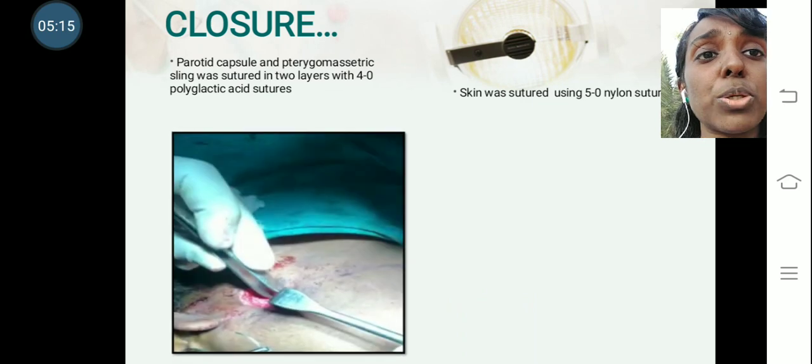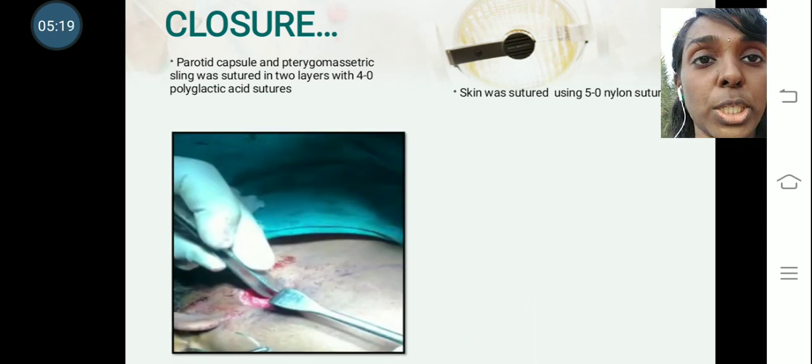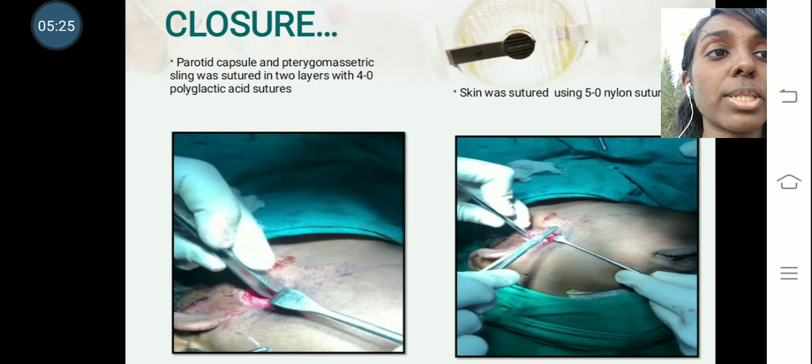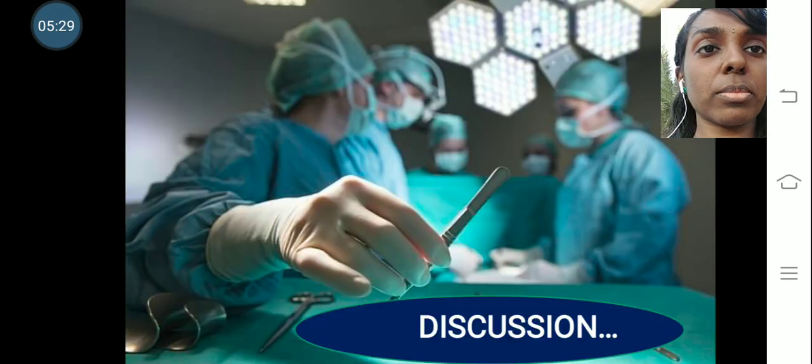The parotid capsule and the pterygomasseteric sling was sutured in 2 layers with 4-0 polyglactic acid sutures. Remember, this is resorbable. And the skin was sutured using 5-0 nylon suture, which is non-resorbable.